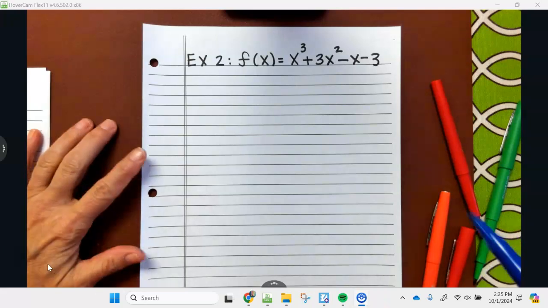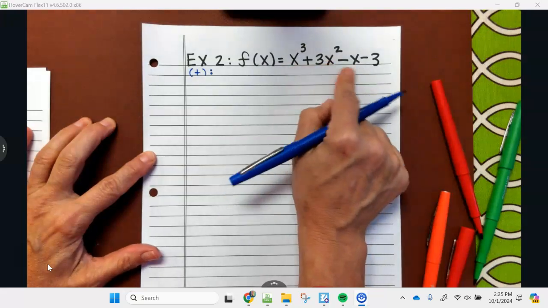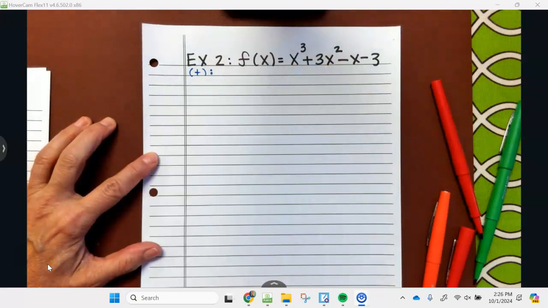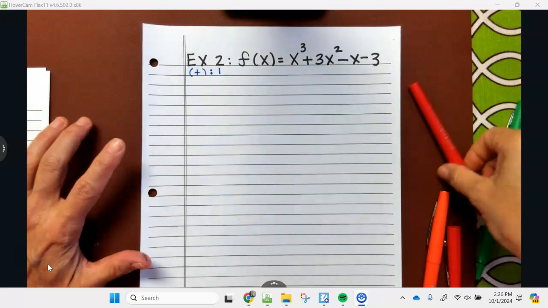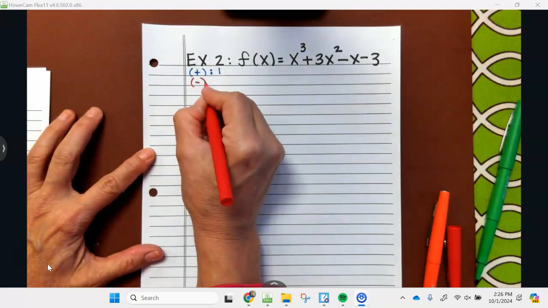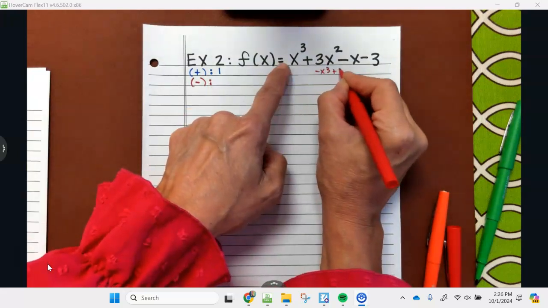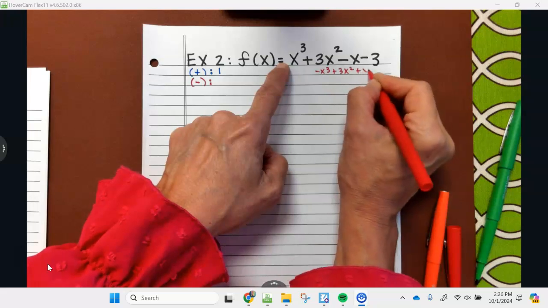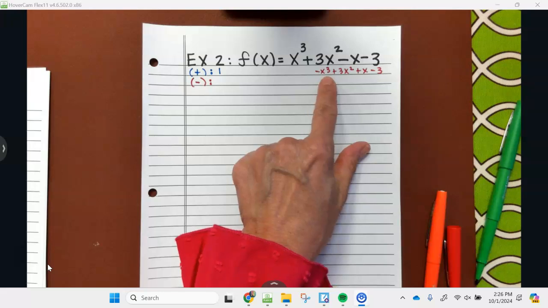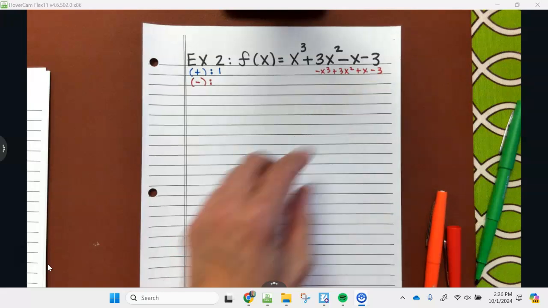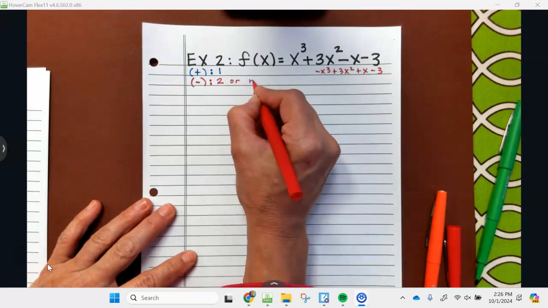Example 2, let's go ahead and find the positives here. How many positives are you going to get? Just one. Let's analyze the negatives. So it's going to be negative x to the third plus 3x squared plus x minus 3. So for your negatives, there's one sign switch and then it switches again. So you're going to get 2 negatives or none at all.